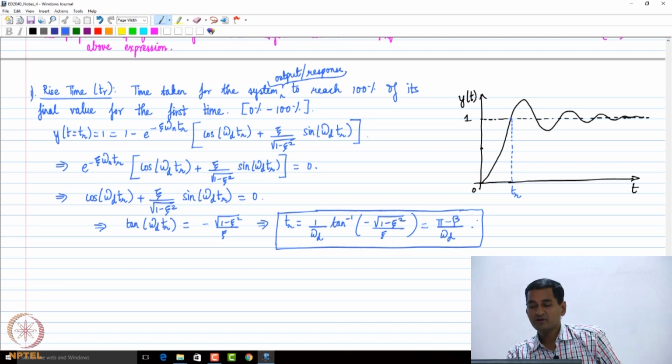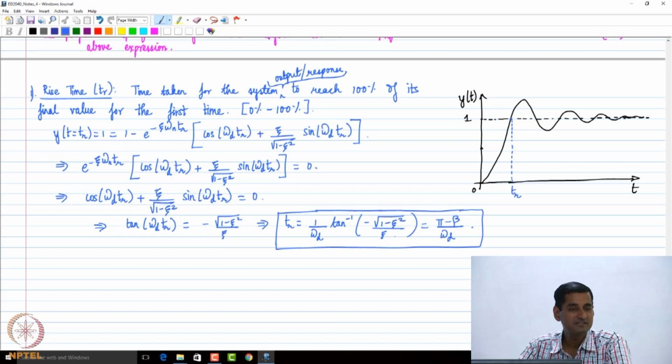Okay, so I hope the first part is clear, how we got 1 by omega d tan inverse of square root of 1 minus zeta squared by zeta. I will explain how we got the second part. Please write it down because I need to scroll up to explain the second part, how we got it. So this is the expression for the rise time of the underdamped second order system.